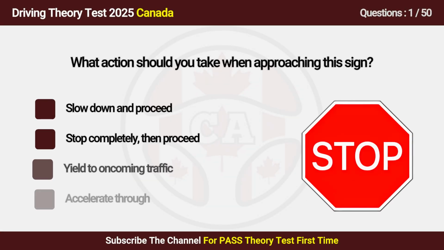Question 1. What action should you take when approaching this sign? A. Slow down and proceed. B. Stop completely then proceed. C. Yield to oncoming traffic. D. Accelerate through.